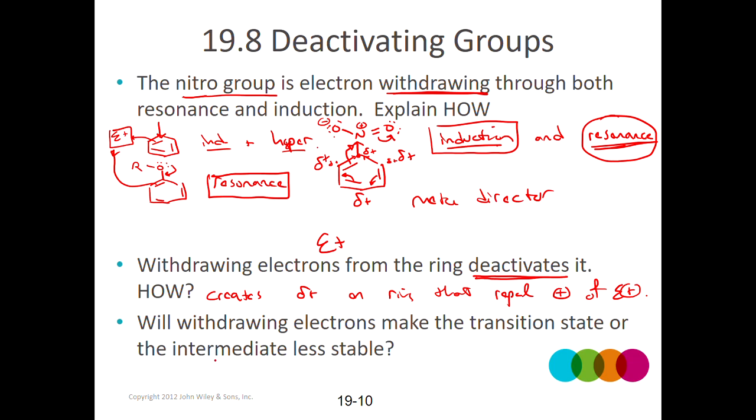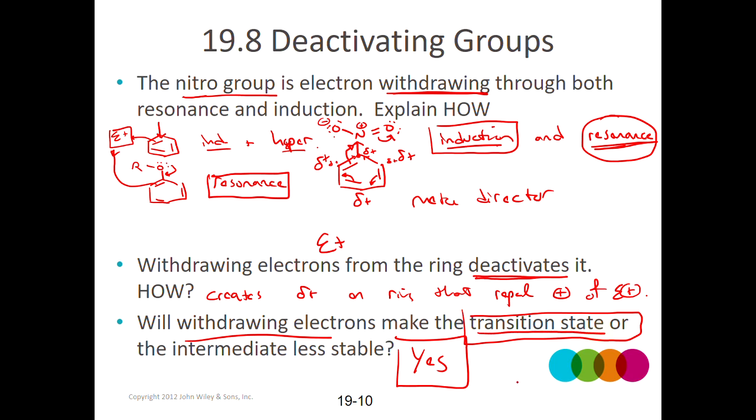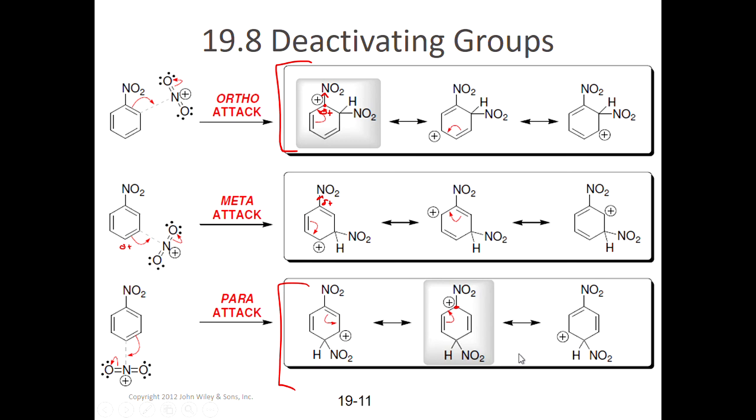Will withdrawing electrons make the transition state or the intermediate less stable? Yes, right? That's the whole point we're saying. By withdrawing electrons, it makes the transition state less stable. It makes each pathway occur less often, especially the pathways that produce these specific intermediates that are especially unstable, due to the electron withdrawing group putting all that extra positive right on the same carbon, making that an especially unstable area of positive charge.